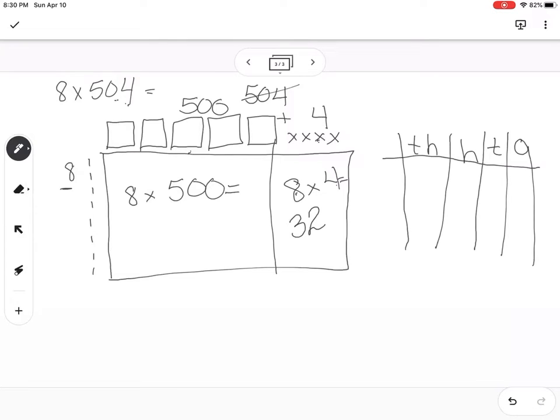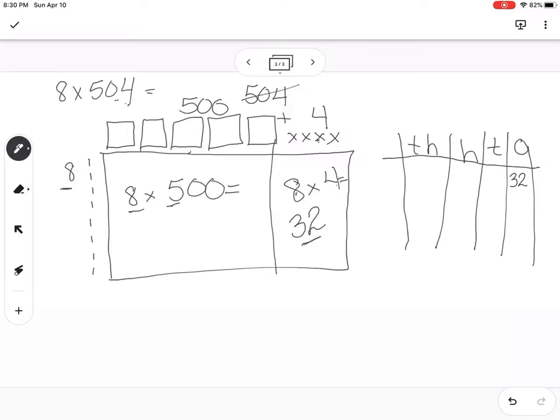Now over here, again, just like before, we can just think about this being 8 times 5, and just know it's going to go in our hundreds place. Oh, I forgot something. I got to put my 32 on my place value chart. Well, it's in the ones place, so it's 32 ones, right?